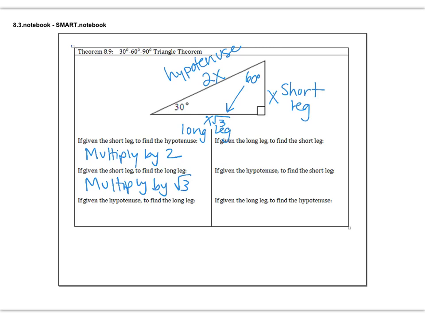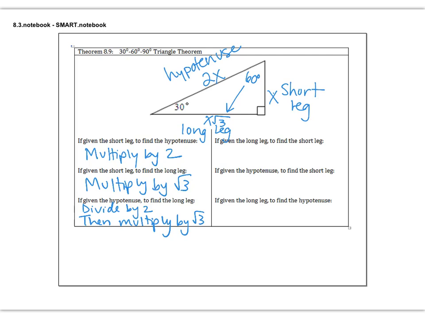If you're given the hypotenuse, you're going to have to work backwards to find the long leg. So this is kind of interesting. What I would do is, if you don't know the short leg, get that first. So if you're given the hypotenuse, first divide by 2, and then take that short leg distance and multiply by root 3. So it's going to be sort of a two-step process to go from hypotenuse to long leg. Divide by 2, then multiply by root 3.